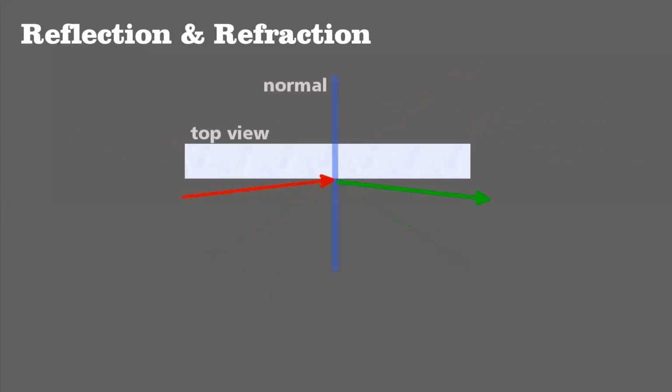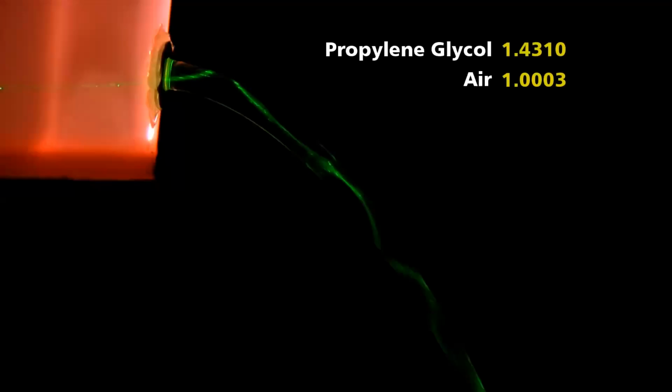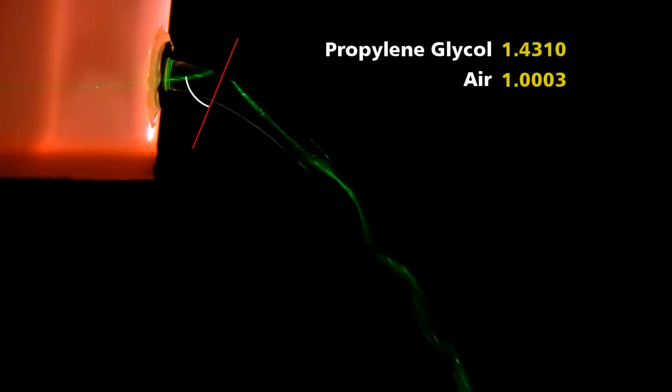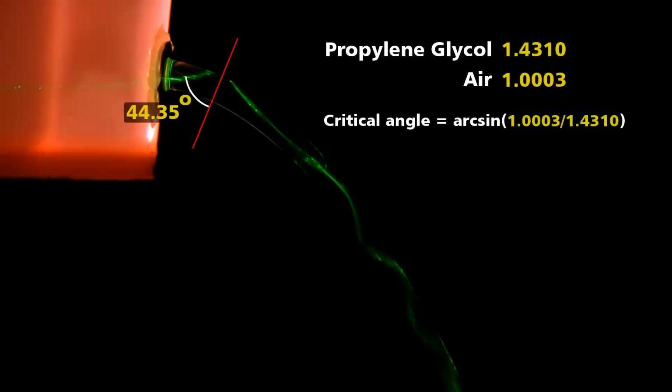Reflection and refraction can happen at the same time, but if a light ray hits the surface at an angle greater than the critical angle, it will be completely reflected and not refracted. For this propylene glycol and air system, as long as a beam hits the surface at an angle greater than 44.35 degrees, measured from the normal, it will propagate down the stream via total internal reflection.